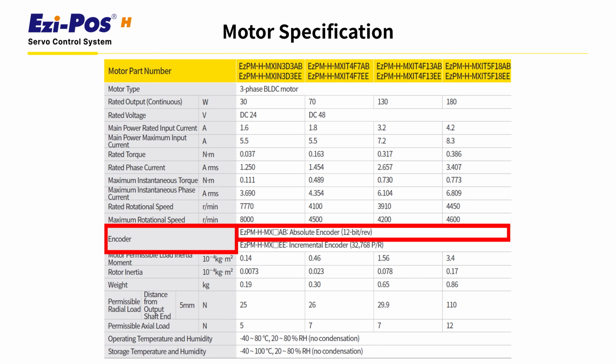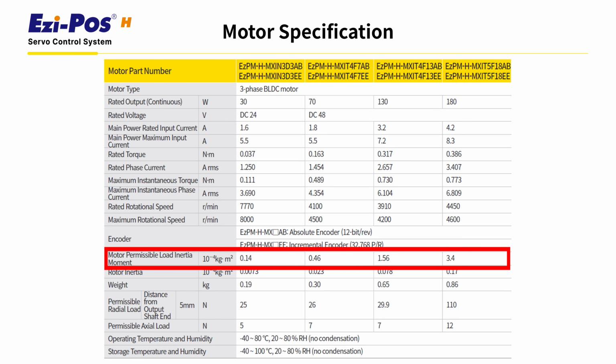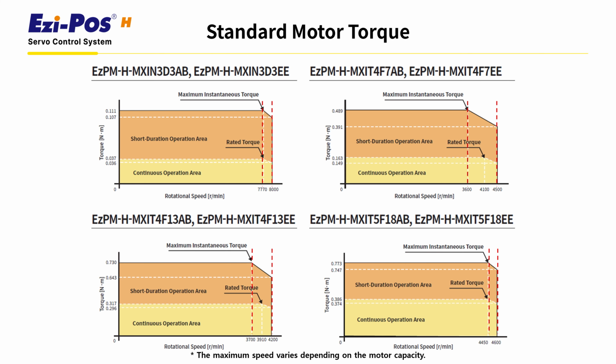For encoders, the absolute encoder is a 12-bit single-turn type, and the incremental encoder has a resolution of 32,768 PR. The permissible load inertia is up to 20 times the rotor inertia. Now, let's look at the torque characteristics of the Ezi-POS H series motor.